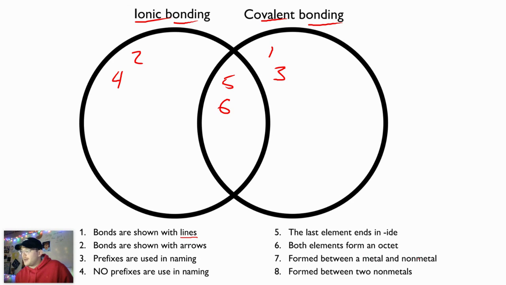Form between a metal and a nonmetal. If it contains a metal, that's ionic bonding. Form between two nonmetals, that would be covalent bonding.